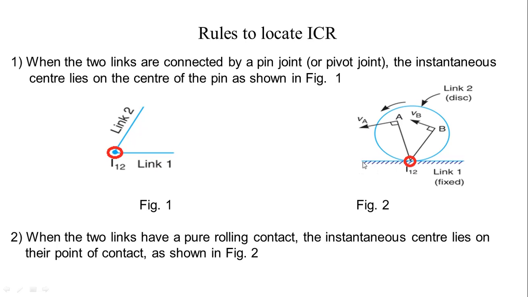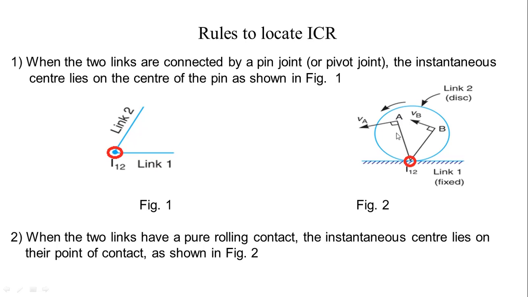In this case, if you see figure number 2, link number 1 is the fixed one, which is nothing but the ground, and on this ground there is a roller which is rotating in this direction, the anti-clockwise direction.